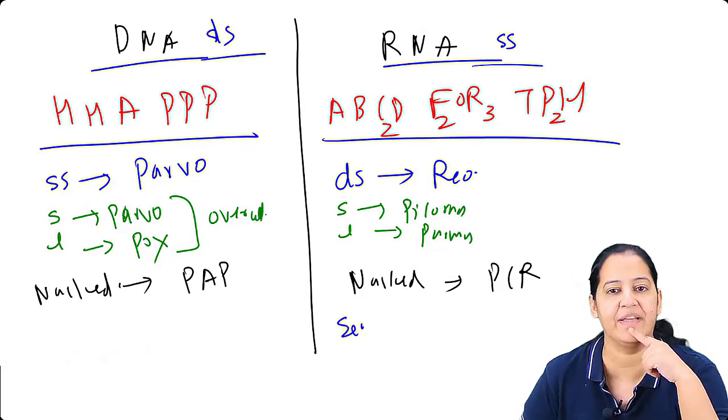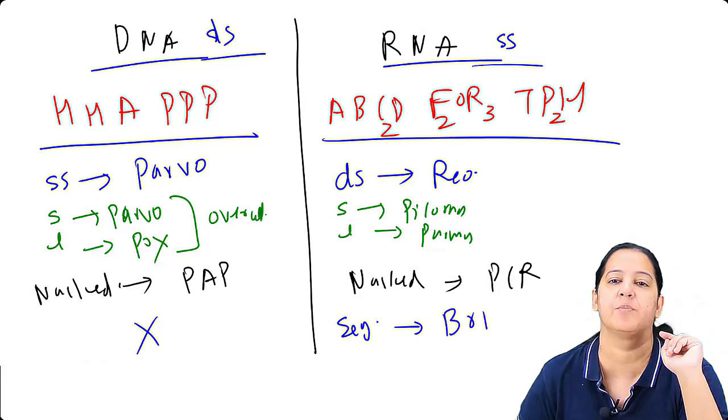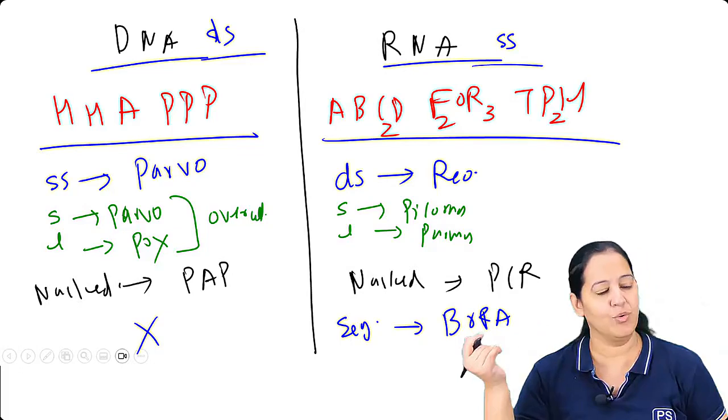Tell me the segmented RNA. We don't have segmented DNA. Segmented RNA, 4 segmented RNA, the mnemonic is BORA. So till now we have studied this. Whatever I taught you, I have compiled here. So you know the full forms, I guess.